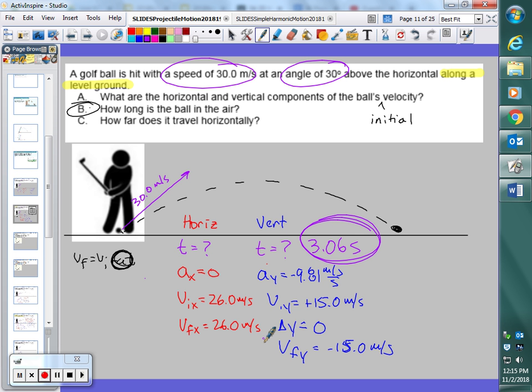If you're ready to make the jump, once you figure out the time vertically, remember that they have to be the same, but time vertically is also equal to time horizontally as well, which is going to be important to help you solve part C. So once you figure out the time in part B, now you can use that time to figure out part C. So go ahead and do that when you're ready.